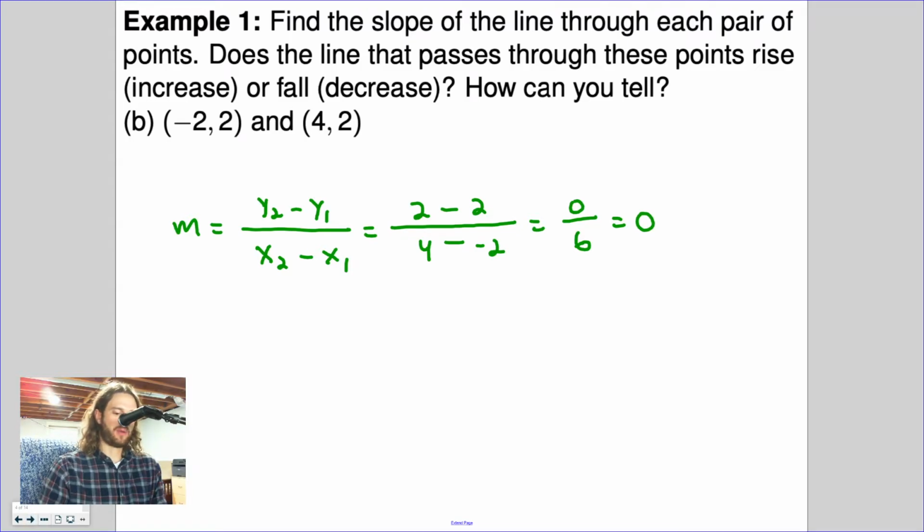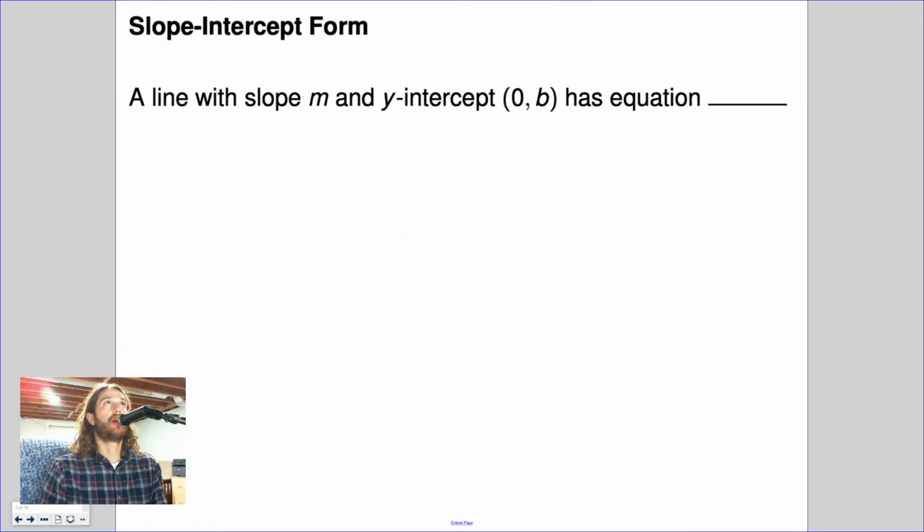All right, let's keep on cruising. Now, you're probably pretty familiar with this form. It's pretty famous. If you took anything away from Algebra 1, it's y equals mx plus b, and we stated that at the beginning.